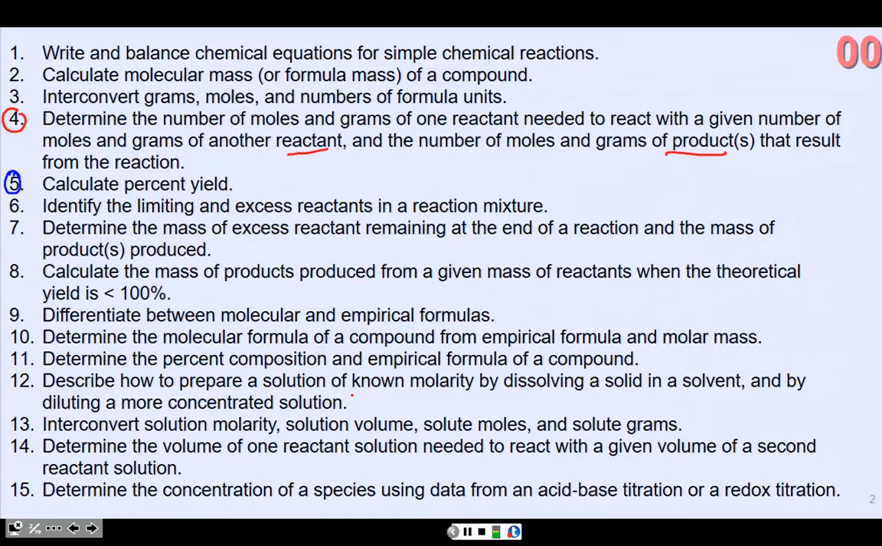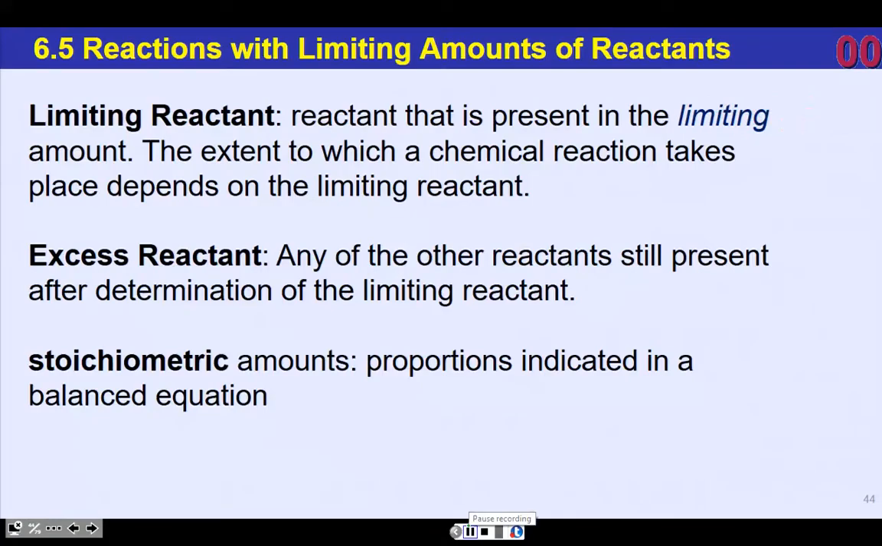Our next topics in Chapter 6 are going beyond the percent yield to the limiting and excess reactants in a reaction mixture, the next section of the chapter and of the learning objectives. And in connection with that, we can talk about the mass of excess reactant remaining at the end of a reaction and a mass of product produced.